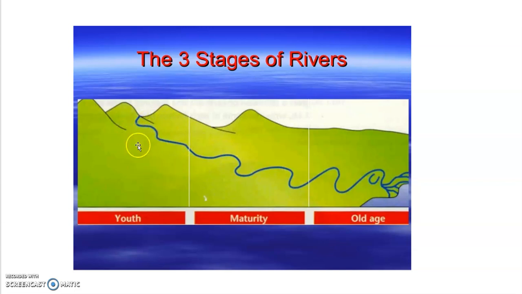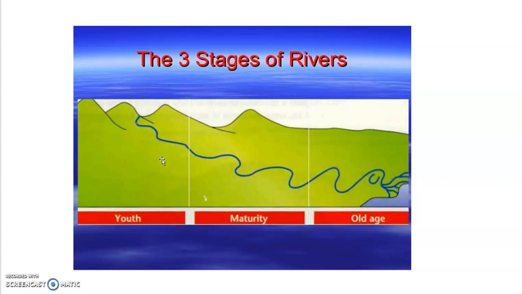And I did say that the source of our river is always in mountainous areas, high areas, and then during the mature stage, there's not much erosion, there's transportation and then deposition. Where are you likely to find your waterfalls in these three stages? And why? Okay, you are likely to find your waterfalls in your youthful stage.